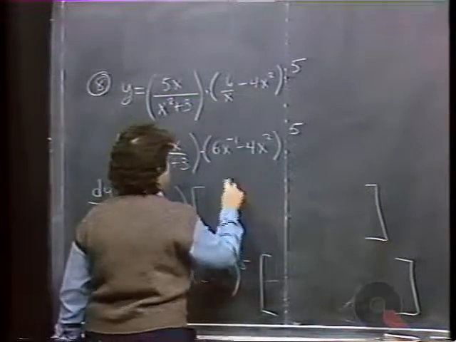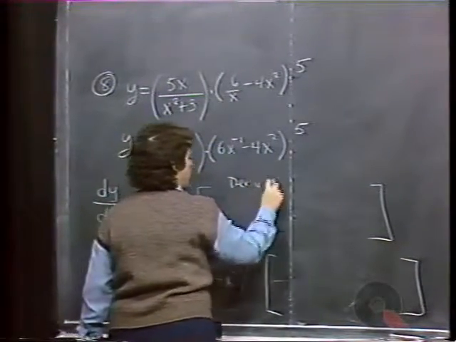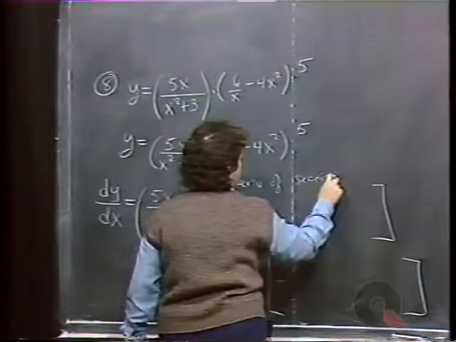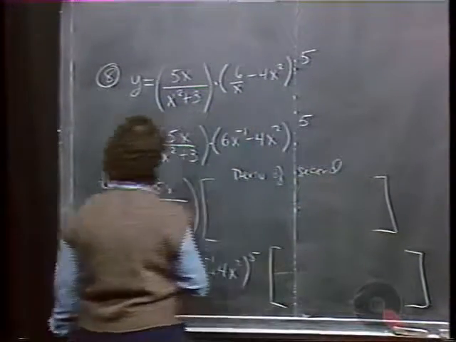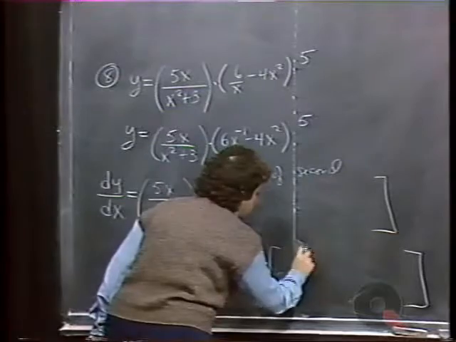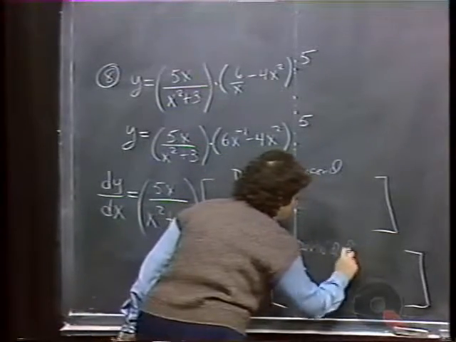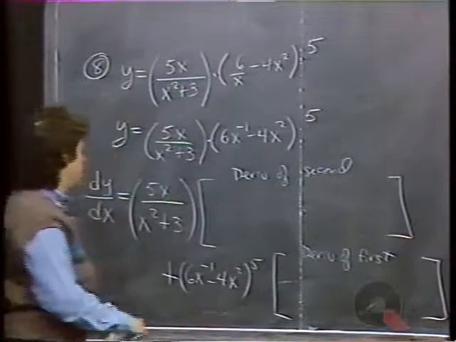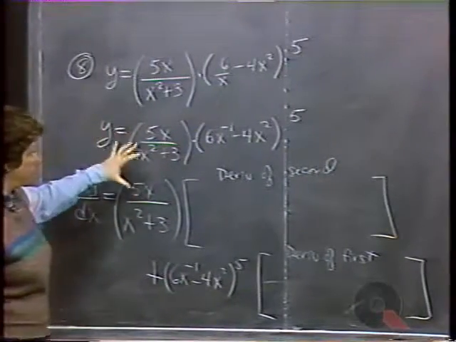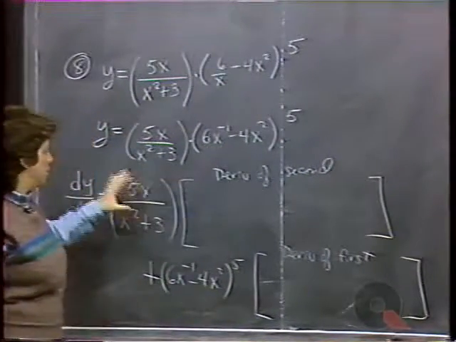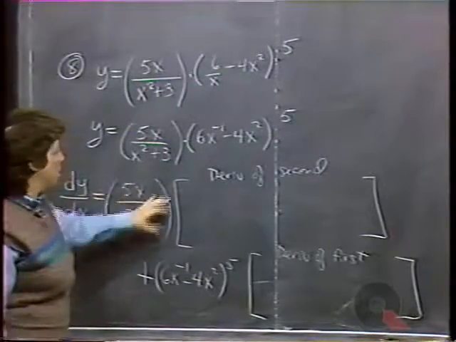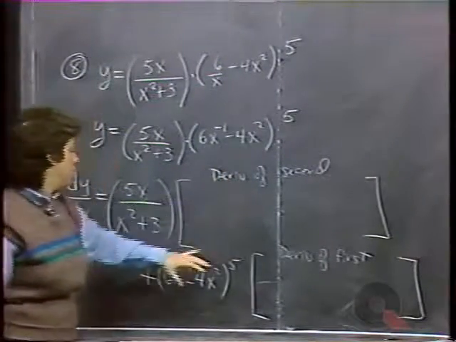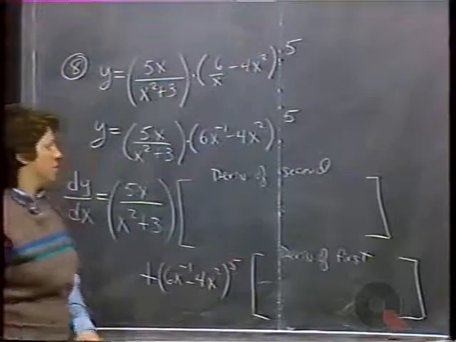First times the derivative of the second plus the second times the derivative of the first. Okay, so we essentially feel this is a product. It's the first times the derivative of the second plus the second times the derivative of the first.